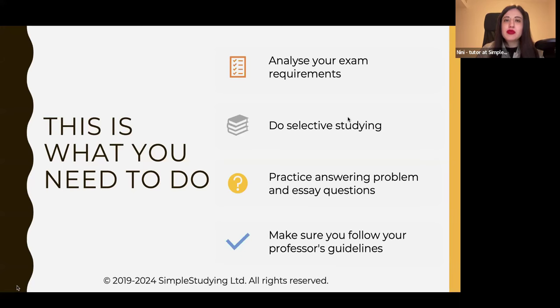And finally, make sure you follow professor's guidelines. Let me explain what this means. So in your lectures, you will be given an essential reading list. And in this essential reading list, you will have a list of cases. And you should make sure that you use those cases because those are essential. That's why it's called essential reading.